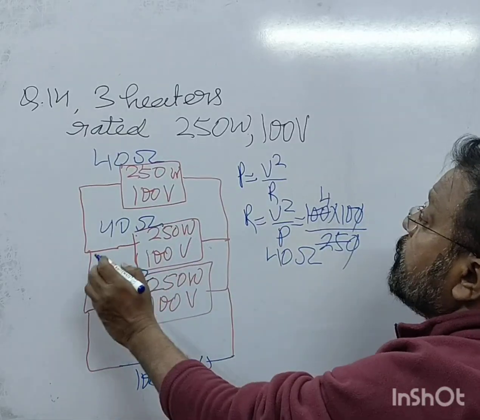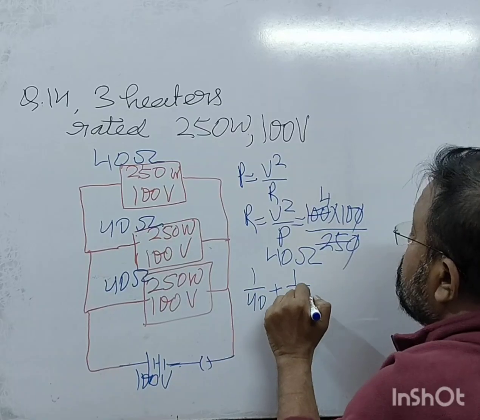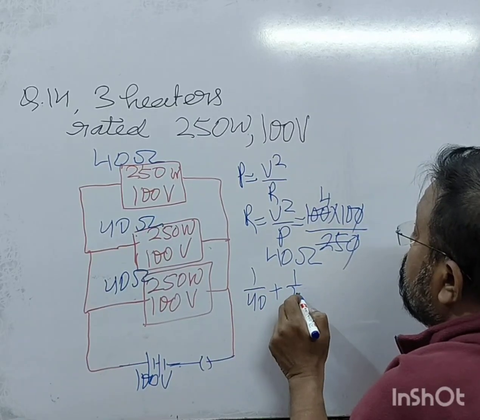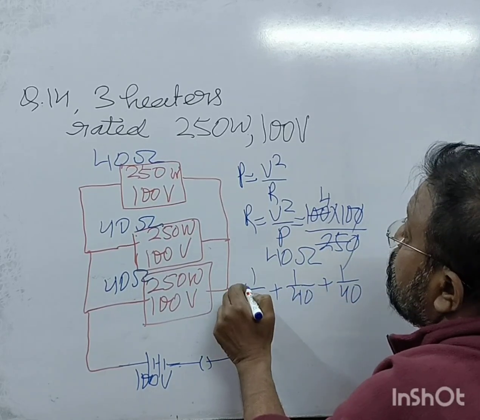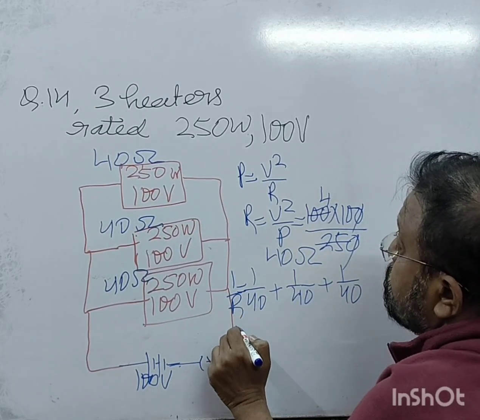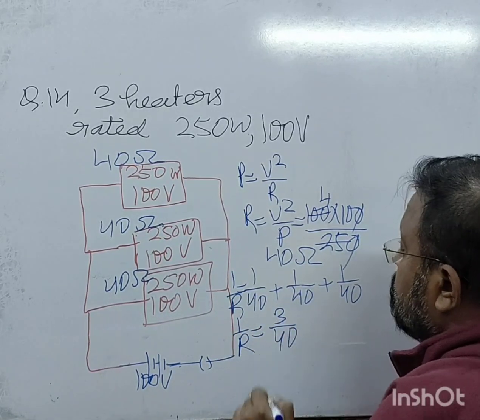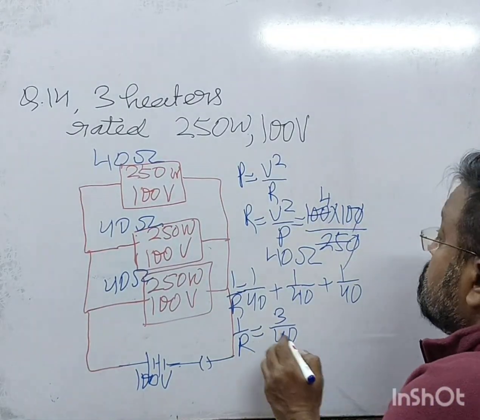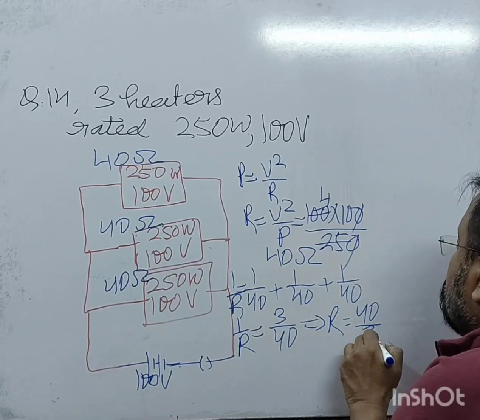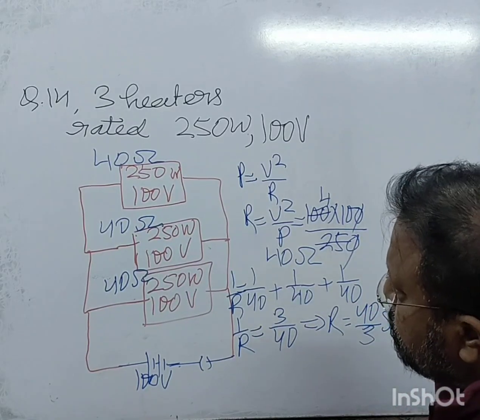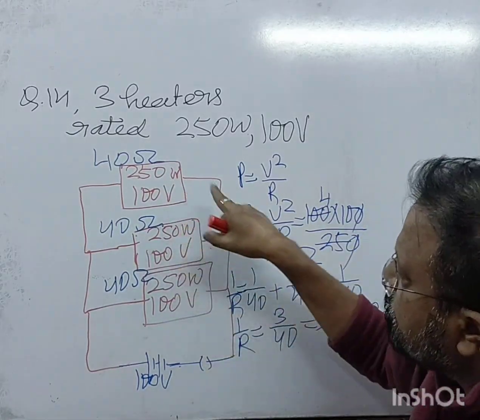Now they are in parallel. So 1 upon 40 plus 1 upon 40 plus 1 upon 40 is equal to 1 upon R, the net resistance. So net resistance is 3 by 40, so R is equal to 40 by 3 ohm. So 40 by 3 ohm is the net resistance of the circuit.